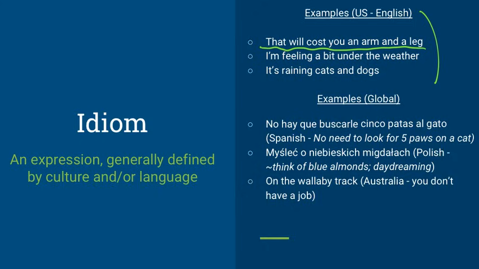Last, it's raining cats and dogs. It doesn't rain animals. It just is saying that there is a lot of rain coming down from the sky, so much so it resembles the size of a small pet.